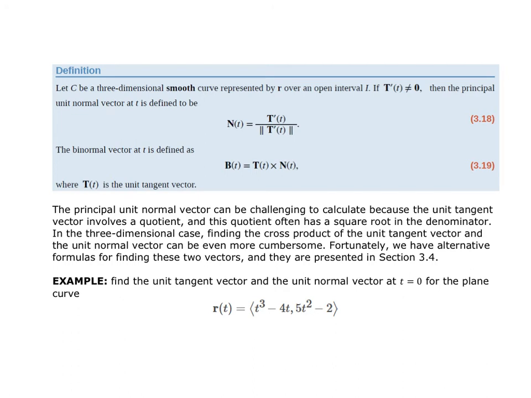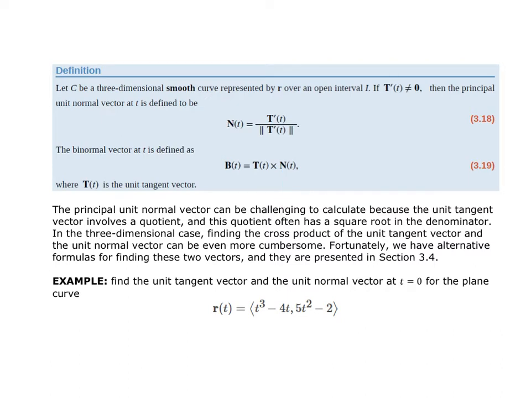So our unit normal vector N is given as the derivative of our unit tangent vector divided by the magnitude of the derivative of the unit tangent vector. And then the binormal vector is defined as the cross product of the unit tangent vector and the normal vector.